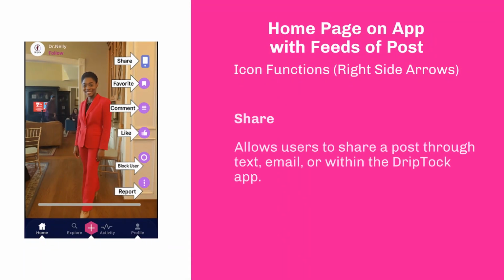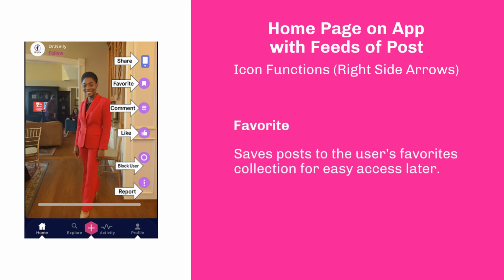Homepage on app with feeds of post. Icon functions, right side arrows. Share allows users to share a post through text, email, or within the DripTock app. Favorite saves posts to the user's favorites collection for easy access later.